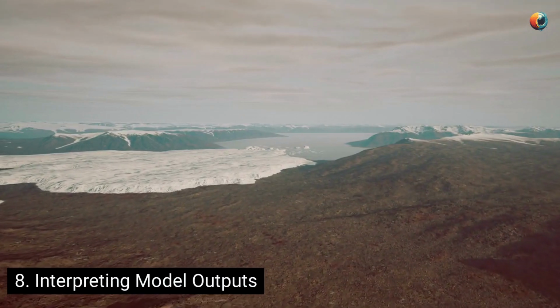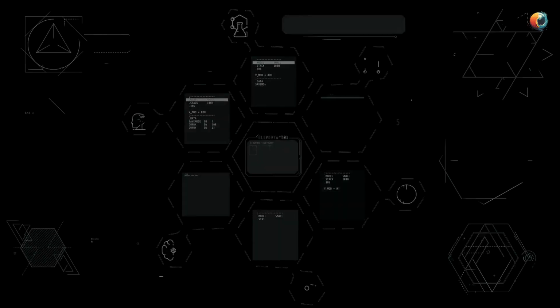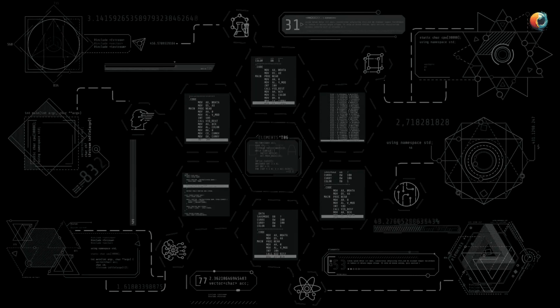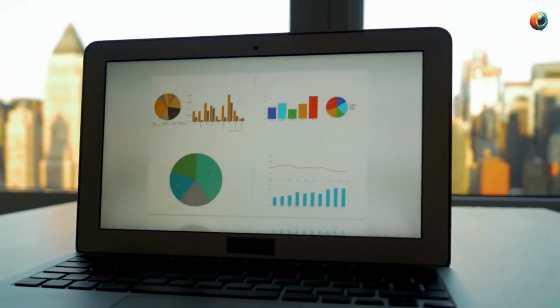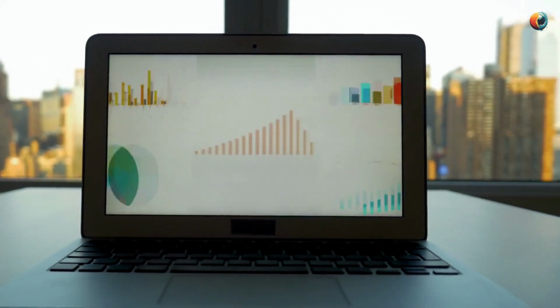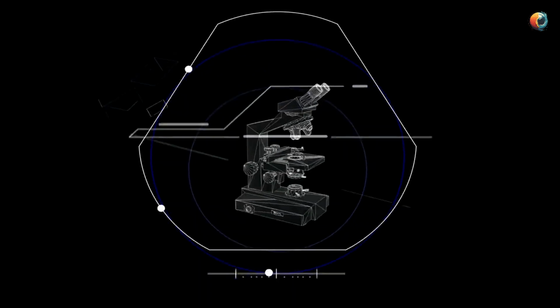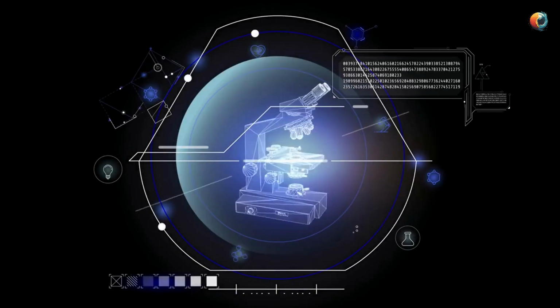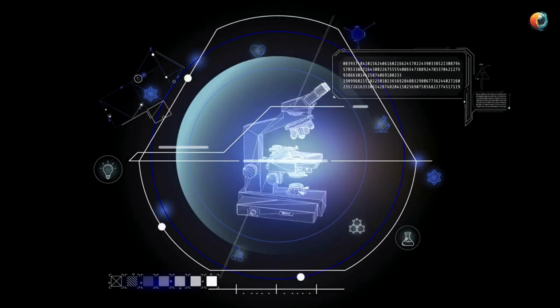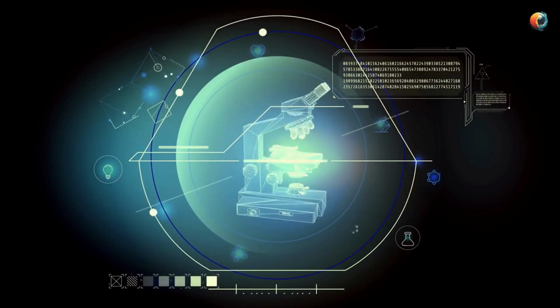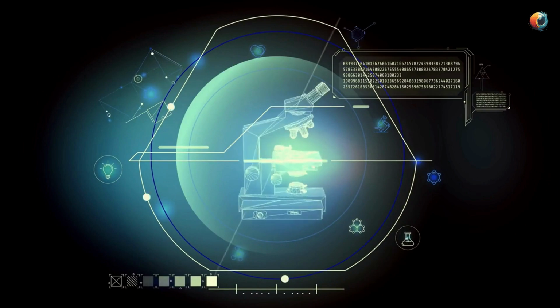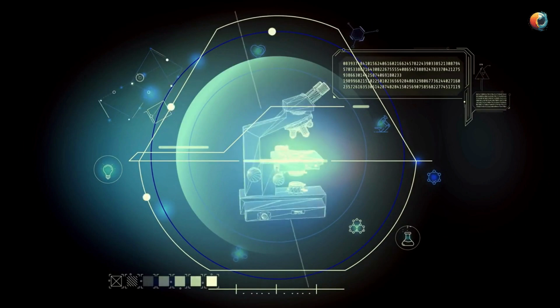8. Interpreting model outputs. Interpreting the outputs from climate models is no simple task. Once the data is generated, it needs careful analysis to convert into actionable insights. This requires collaboration between scientists, policymakers, and even the general public. Model outputs are often expressed in terms of probabilities rather than certainties, making interpretation an even more delicate task.